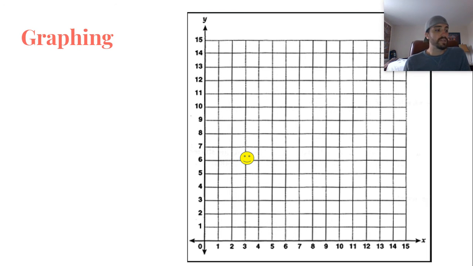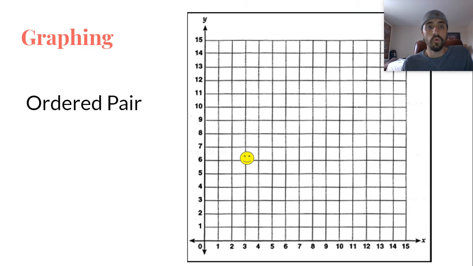Now, without the information that we have right now, I could just say, oh, you go up a little bit and over a little bit. Not good enough information. So how do we do this? Well, we use what's called an ordered pair. An ordered pair is instructions to that specific spot. So how does an ordered pair work?